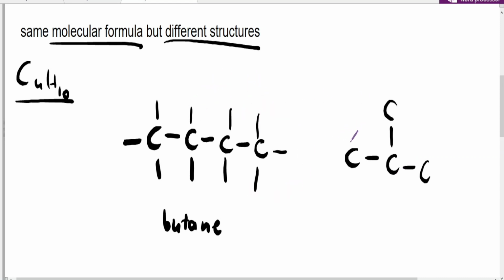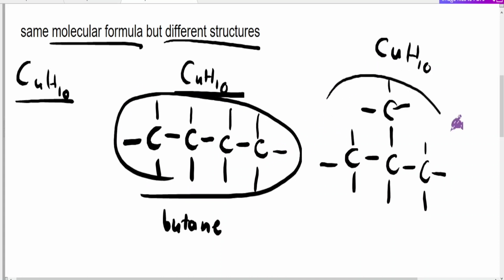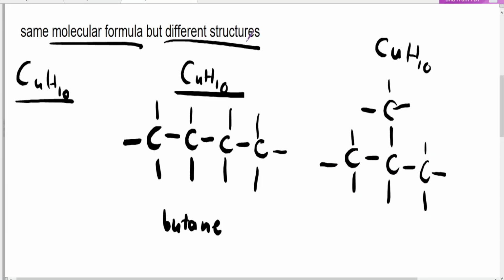Now I would draw the hydrogens: 1, 2, 3, 4, 5, 6, 7, 8, 9, 10. And hey, guess what? These are still 10 hydrogens. This is C4H10, right? And surprisingly, this is also C4H10 because 4 carbons and 10 hydrogens. So when a compound has the same molecular formula but different overall structure, then it is said to be an isomer. These two are isomers of each other.